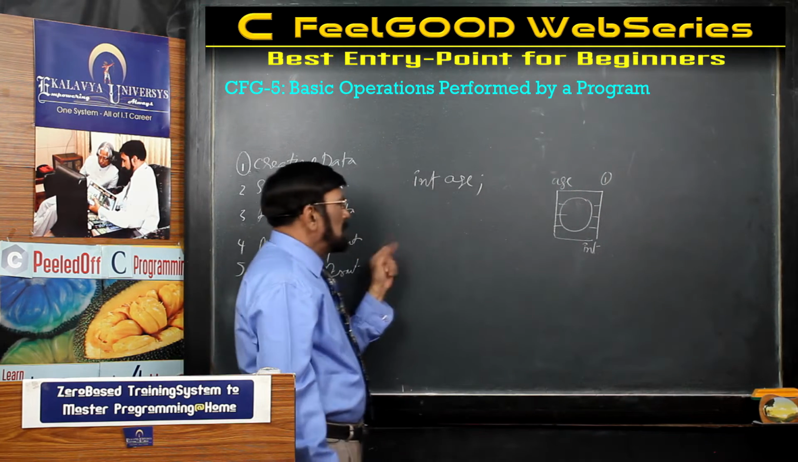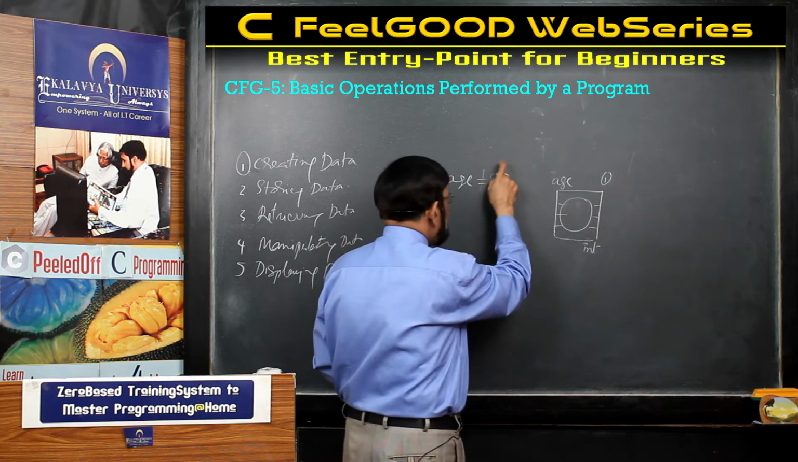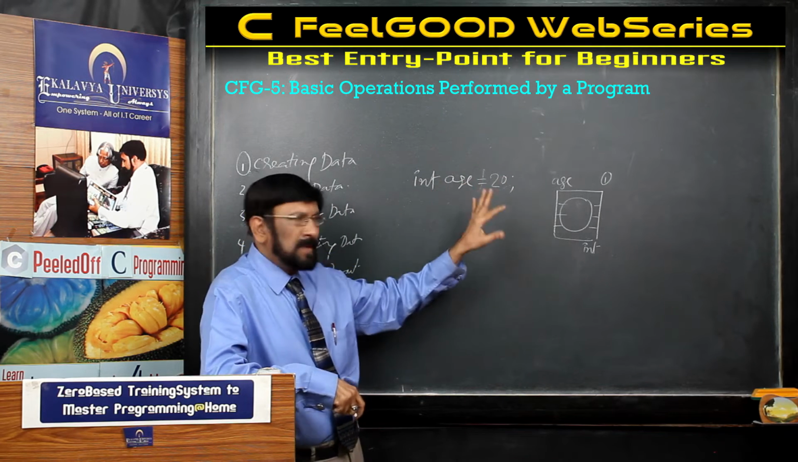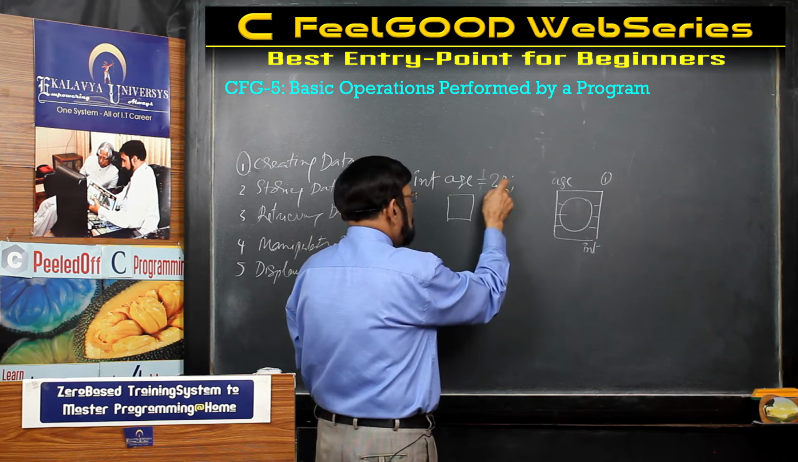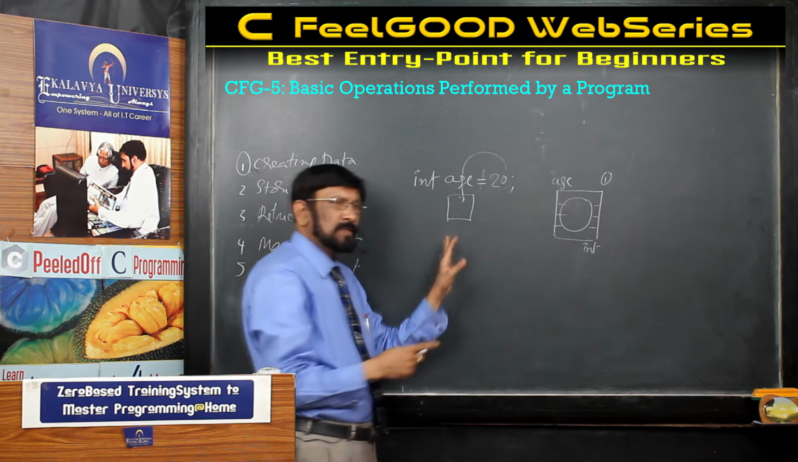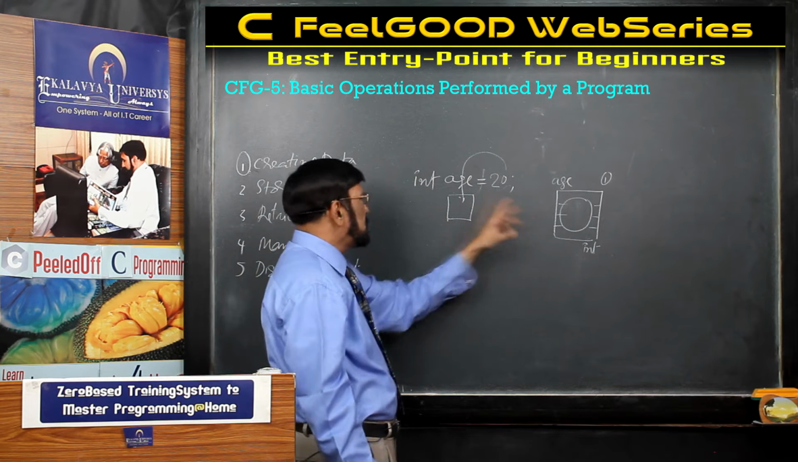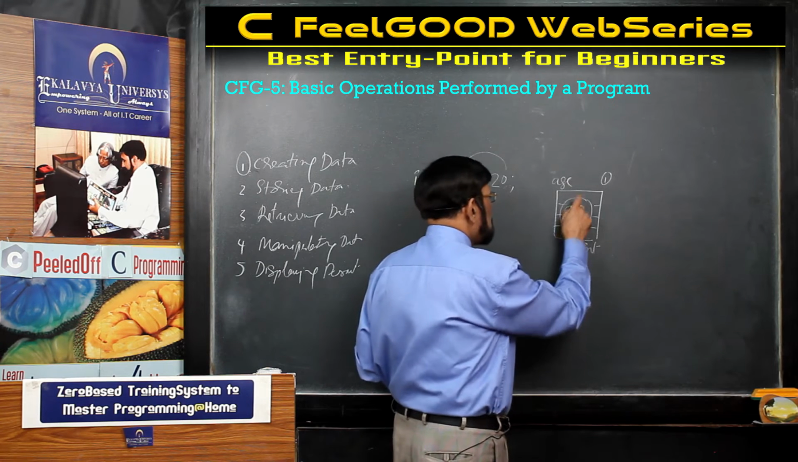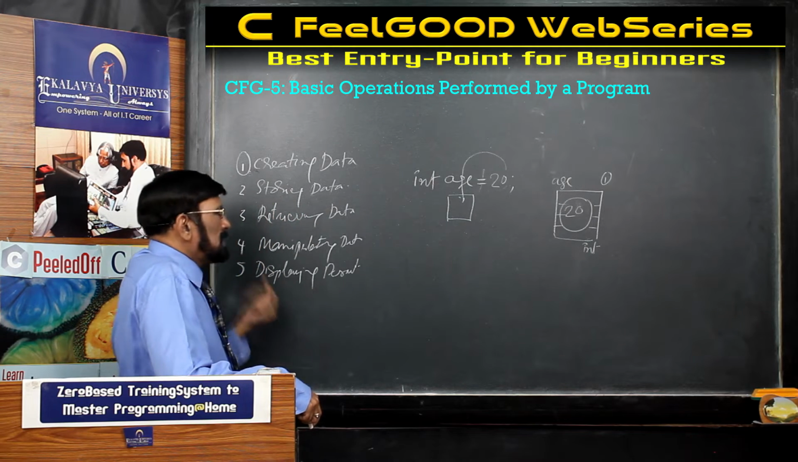Thereafter, instead of reading from the keyboard, I have given here only 20. This is not mathematically equal to. It treats this as a container. Now this 20 is stored here. This is called the assignment operator; later we will know that. We want to store this 20 here. First, creating data is over, that means creating the container is over. Second one is storing data, and that is over.